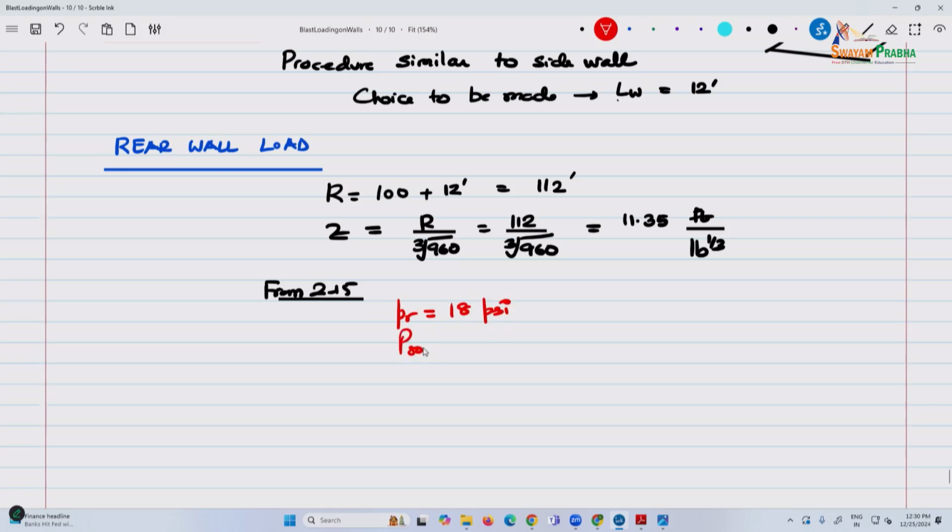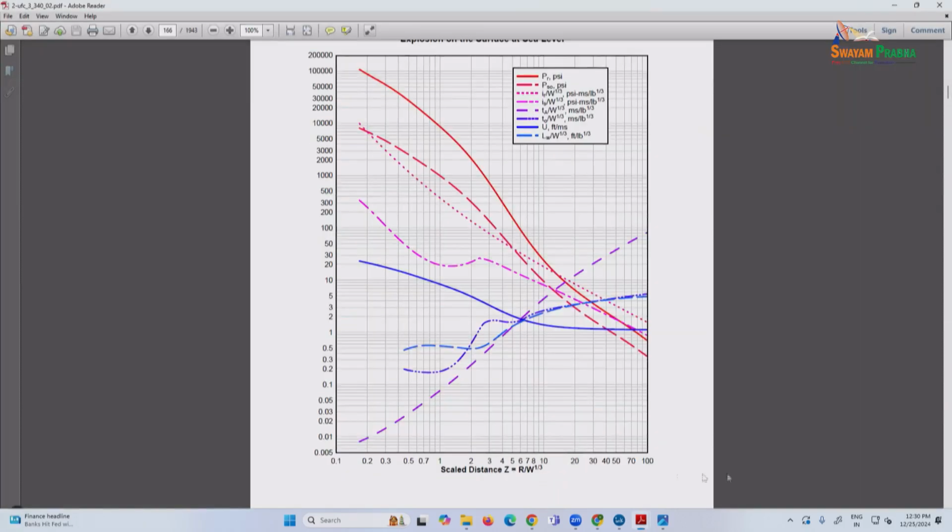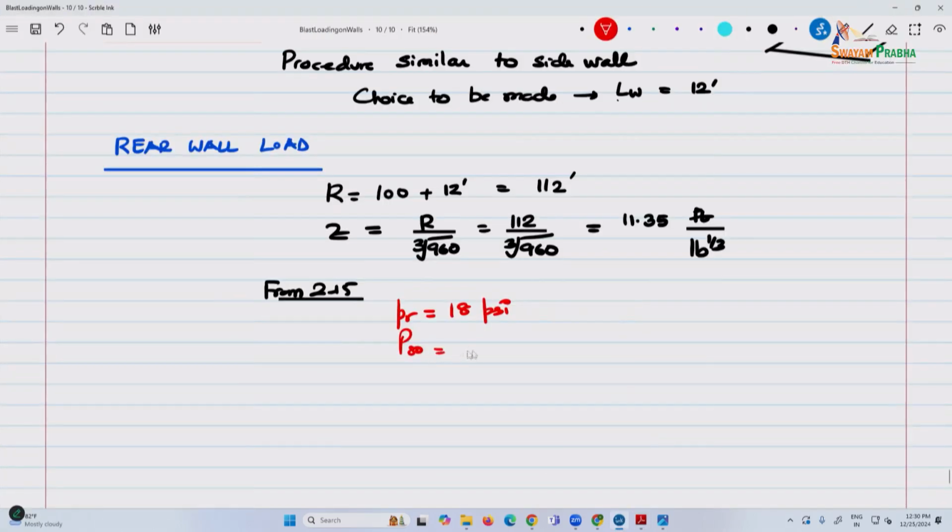PSO, how much was it again? 11.35. 11.3, maybe it's a little overestimated. So PSO is right here, about 5 psi. Let's say a little over 5. Let's say 6 psi. Let's use that.